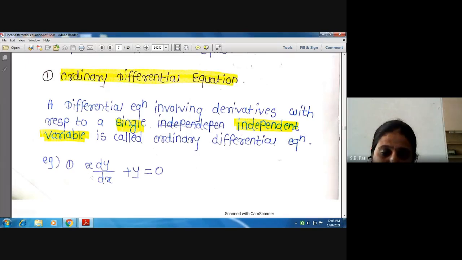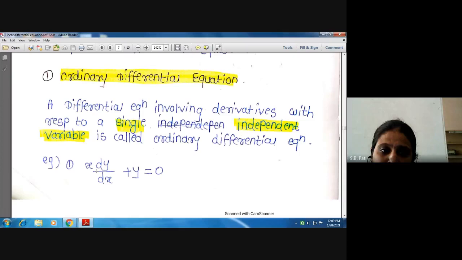The first example of an ordinary differential equation is x dy/dx + y = 0. In this equation, y is a dependent variable and x is an independent variable. We differentiate the dependent variable with respect to x. That means we differentiate this equation with respect to a single independent variable, x. So it is an ordinary differential equation.